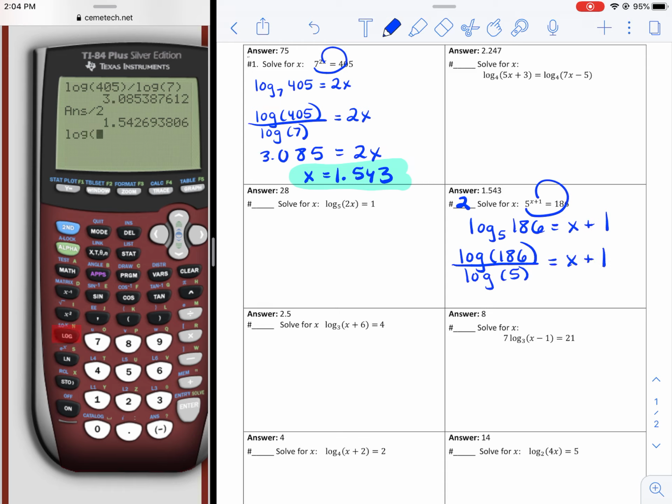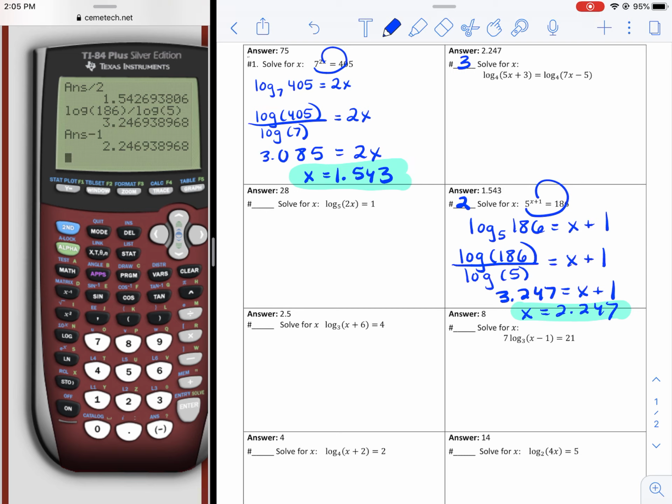And so we go to the calculator, we have log of 186, close the parentheses, divided by log of 5, close the parentheses, and this equals 3.247. And then we have to subtract 1. And so your answer is going to be 2.247. Okay, and so then we're going to look for that answer. 2.247 is up here, so this is number 3.